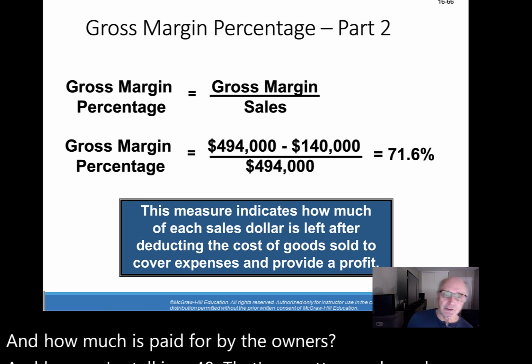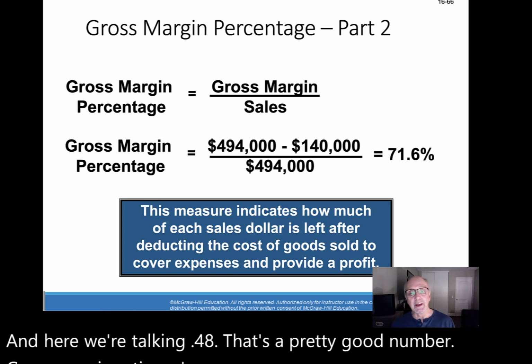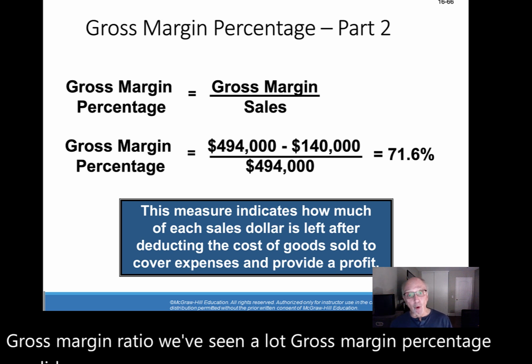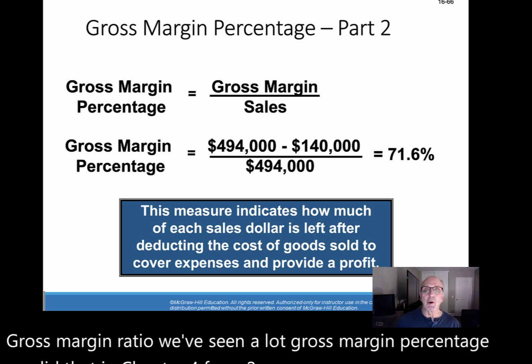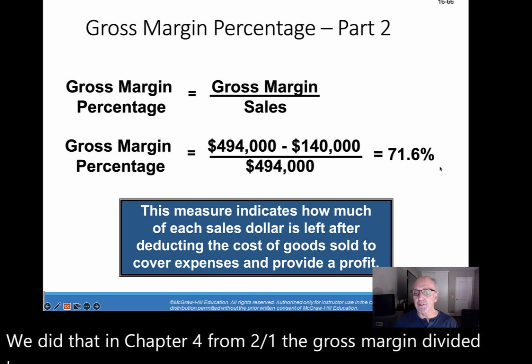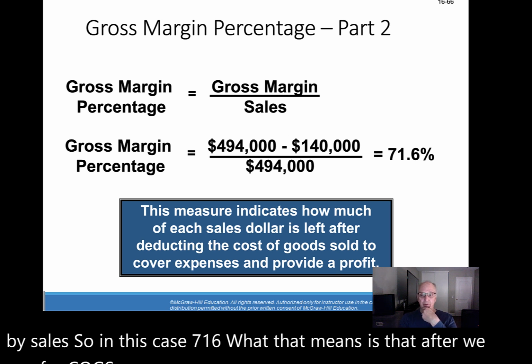Gross margin ratio, we've seen a lot. Gross margin percentage. We did that in Chapter 4 from 201. The gross margin divided by sales. So in this case, 71.6. What that means is that after we pay for COGS, we have 71.6% of the sales left to pay for expenses and profit.